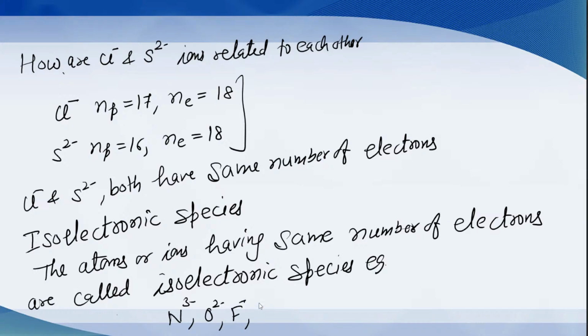O2 negative, 8 plus 2, 10, F negative, 9 plus 1, 10, neon, again 10, Na plus, 11 minus 1, Mg2 plus, 12 minus 2, Al3 plus. They are all isoelectronic species.